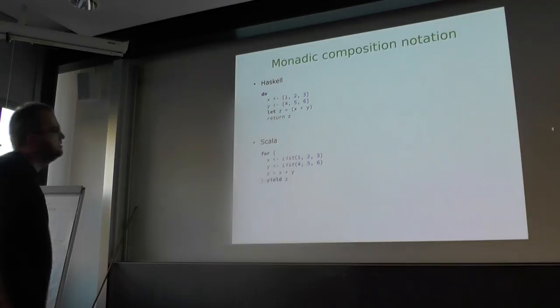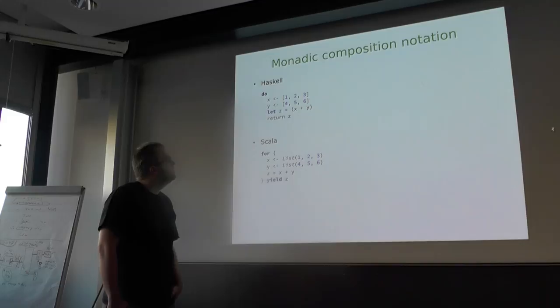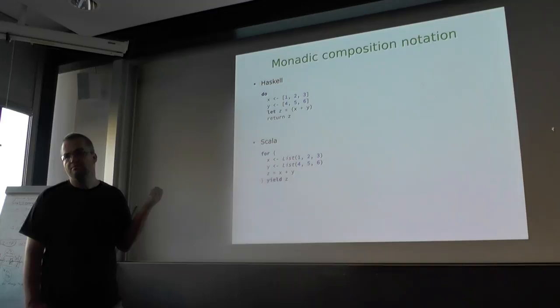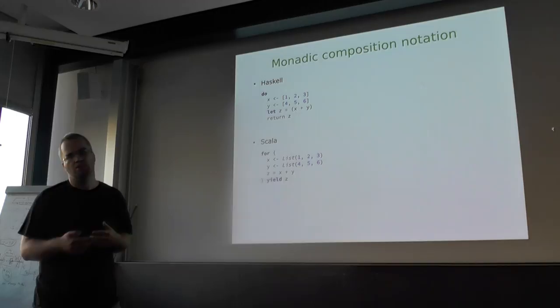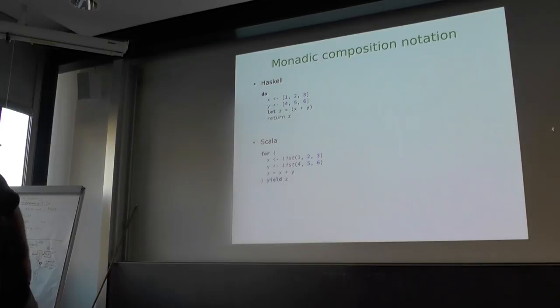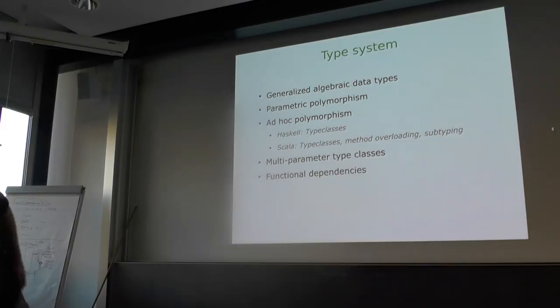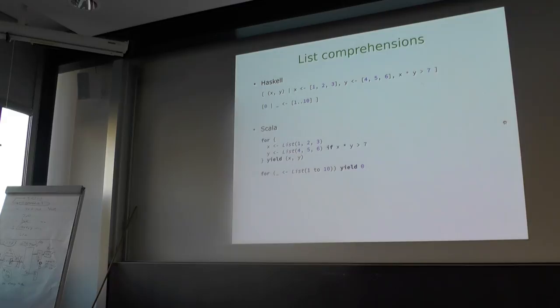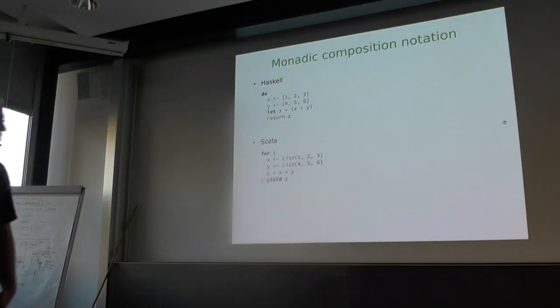So, now we are looking at monad composition notation, which is something used a lot in Haskell for monad operations. In Haskell, it's do notation. In Scala, they have reused the for notation for the same purpose. So it's the same notation for list comprehension and monadic composition syntactic sugar. Yeah, so this is still the list comprehension, and the monadic composition looks very similar.